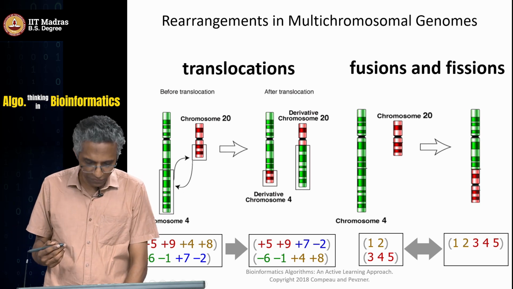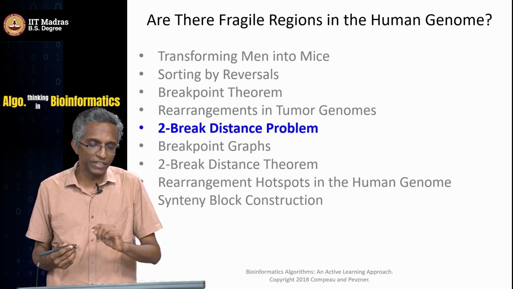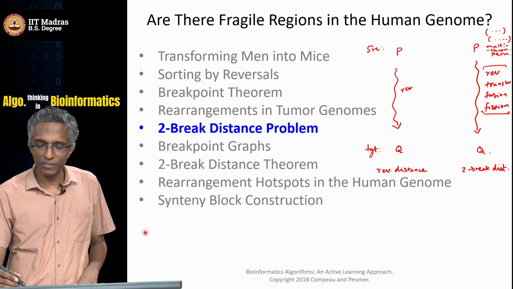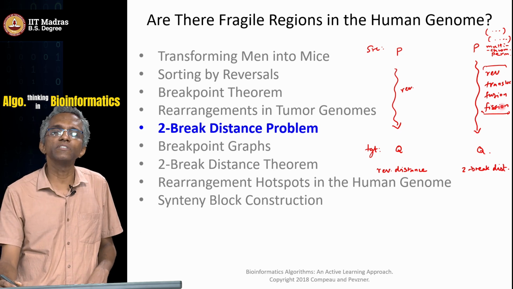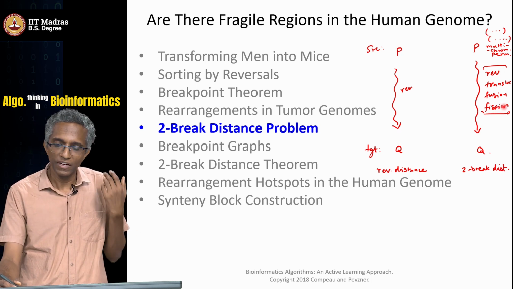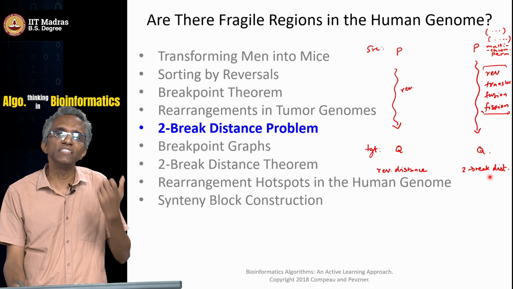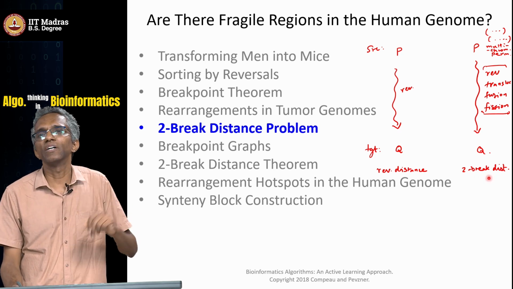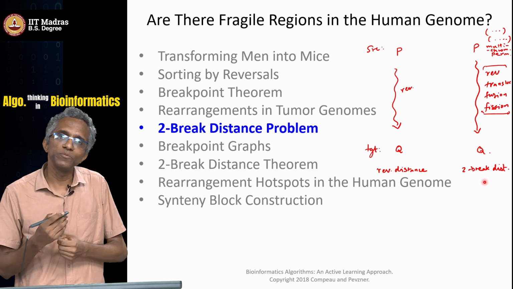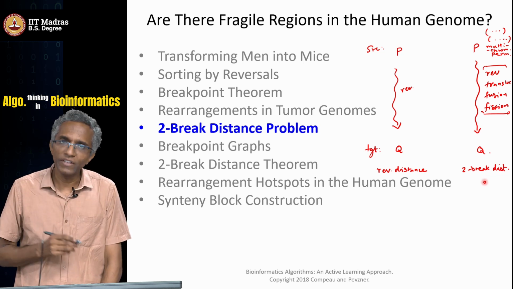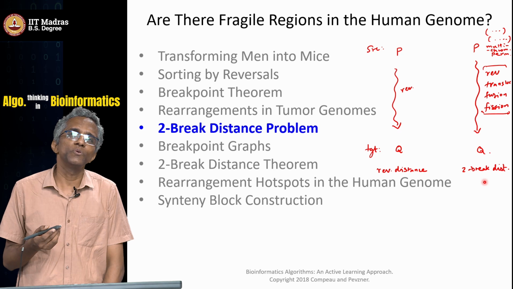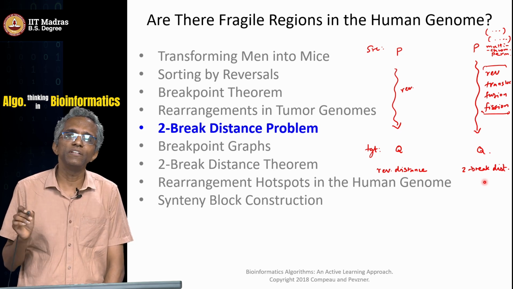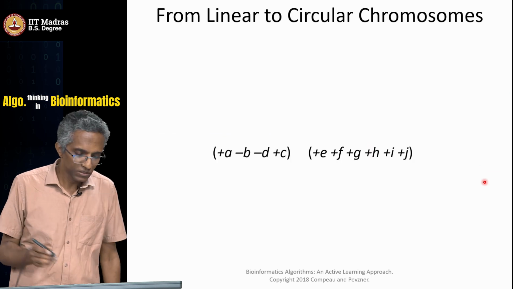Okay. More specifically, we are interested in something called the 2 break distance. In order to understand this 2 break distance problem, we have to first understand how these 4 operations, reversals, translocations, fissions and fusions, can be viewed as a 2 break instance. A 2 break is essentially an operation that breaks the genome at 2 places and then does some rejoining after that. And in order to do that, it is easier to view our genomes not as linear genomes, but as circular genomes, like every chromosome is converted into a circular piece.